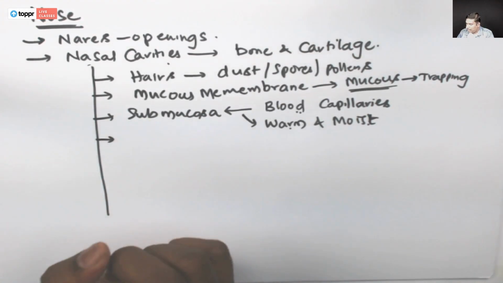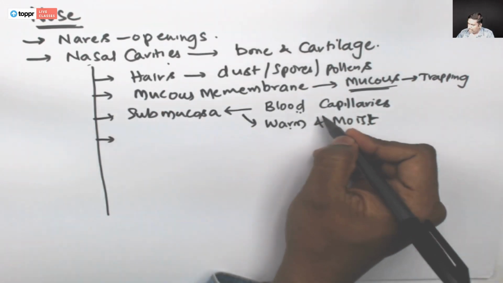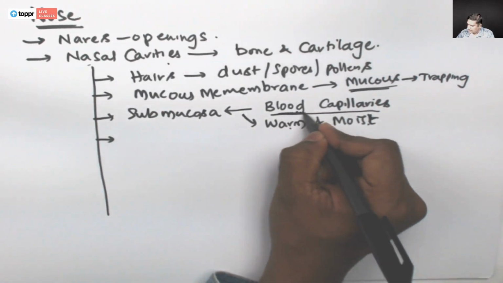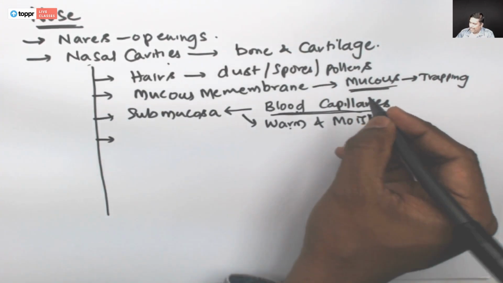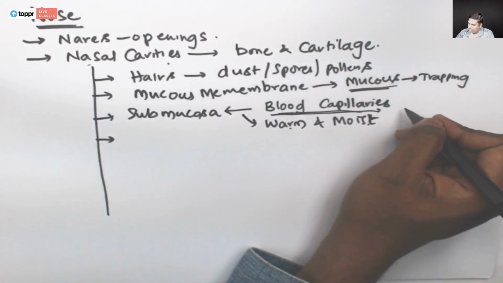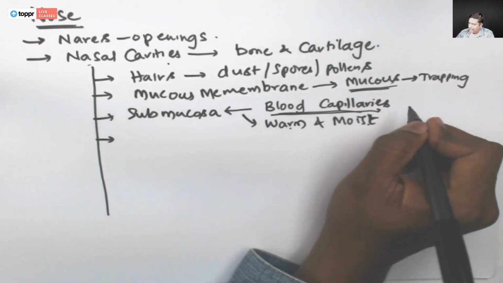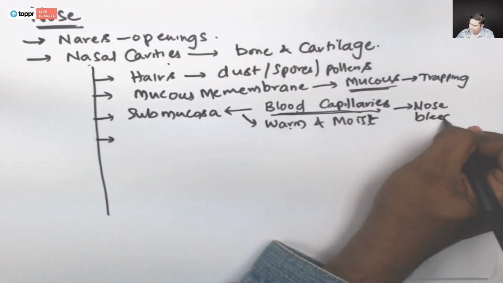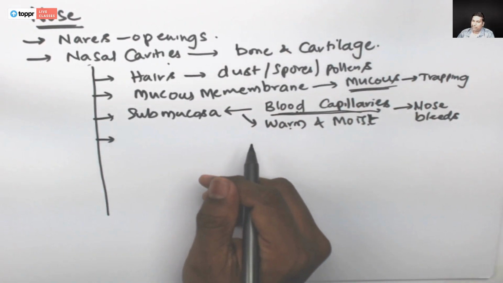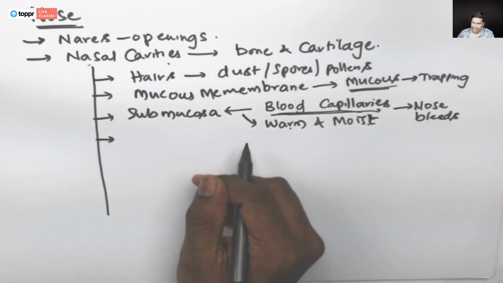Since it is supplied with rich blood capillaries, even a minor accident or even a minor pressure on the submucosal layer will cause nosebleeds. Your nose bleeds very quickly because it is supplied with lots and lots of blood capillaries.